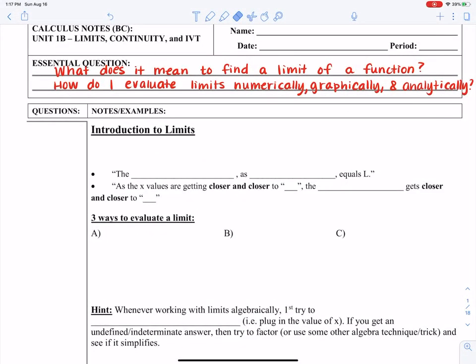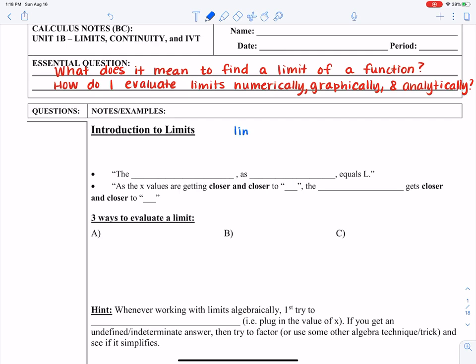So our essential question today is, what does it mean to find the limit of a function? How do I evaluate limits numerically, graphically, and analytically? So we've seen limits in pre-cal, and so let's remind ourselves of some notation first.